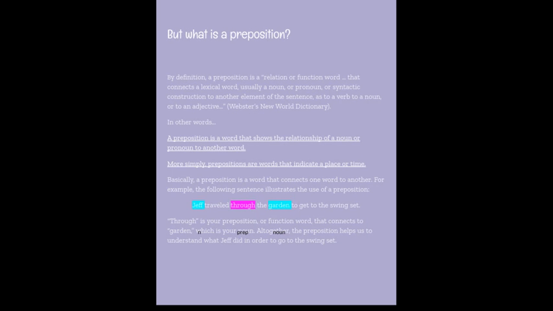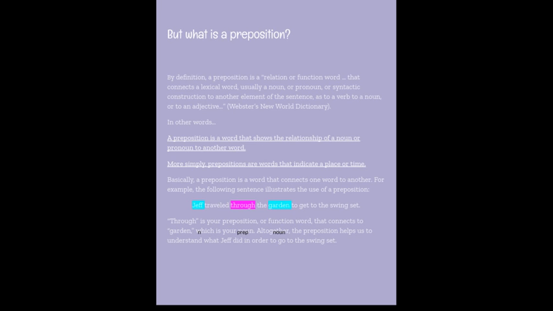But what is a preposition? By definition, a preposition is a relation or function word that connects a lexical word, usually a noun or pronoun or syntactic construction, to another element of the sentence as to a verb, to a noun, or to an adjective. In other words, a preposition is a word that shows the relationship of a noun or pronoun to another word. And even more simply put, prepositions are words that indicate a place or time. Basically, a preposition is a word that connects one word to another.